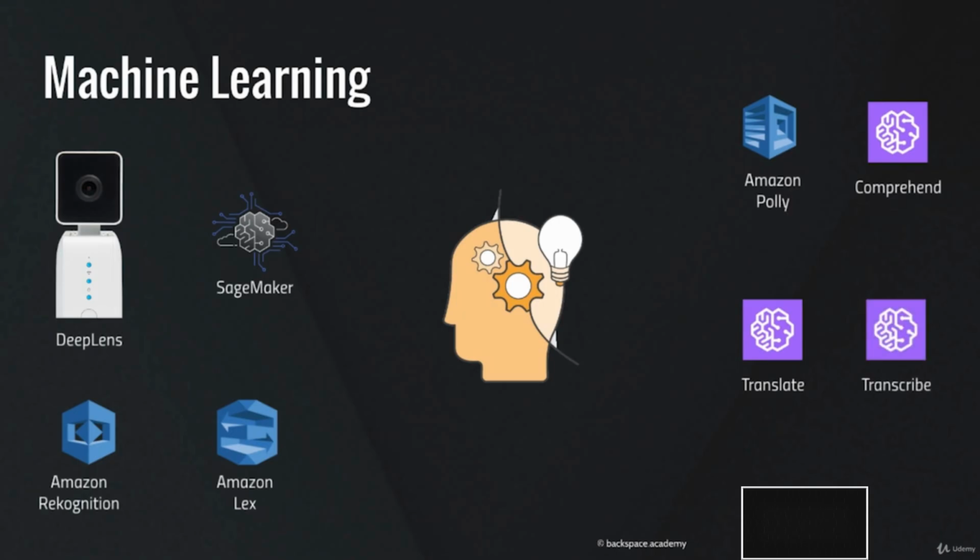Amazon Transcribe is an automatic speech recognition service that can analyse audio files that are stored in Amazon S3 and then return the transcribed text. Okay, so let's have a look at using one of these machine learning services, Amazon Rekognition, for analysing some image and video.